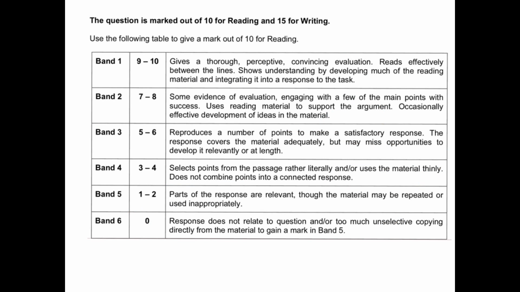Okay, let's pause here and go to the mark scheme. And this is for the reading element, the 10 points that I'm looking for. And I find that the mark scheme doesn't say I have to get a particular number of points. So it's not like the reading paper. It says I've got to give a thorough, perceptive, convincing evaluation. So thorough means a lot of points, but it doesn't tell me how many. I've got to read between the lines, which tells me that not all the points will be absolutely obvious. And I've got to show understanding by developing much of the reading material.